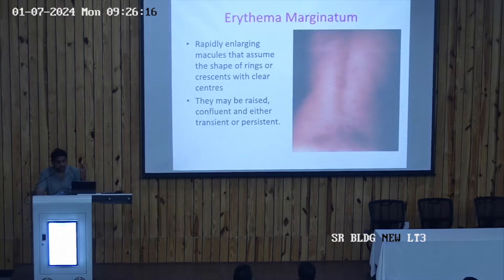Erythema marginatum. It's rapidly enlarging macules that assume the shape of rings or crescents with a clear center. They may be raised, confluent, and either transient or persistent. Like this, like allergic reactions. This is only the macule formation, but they are circumscribed. They have a ring formation.